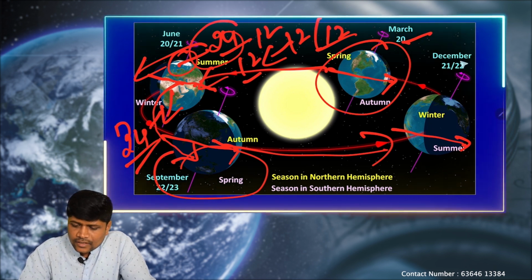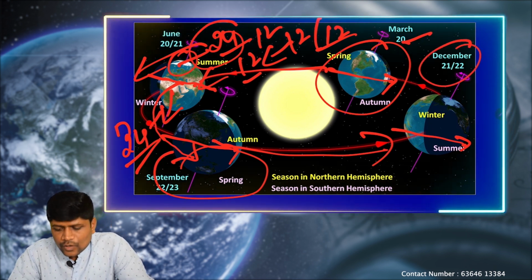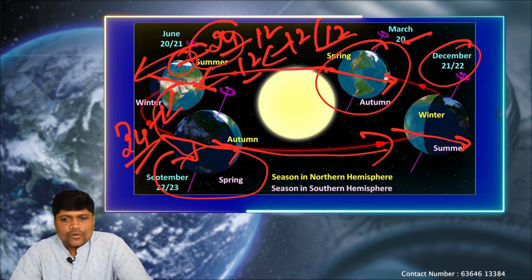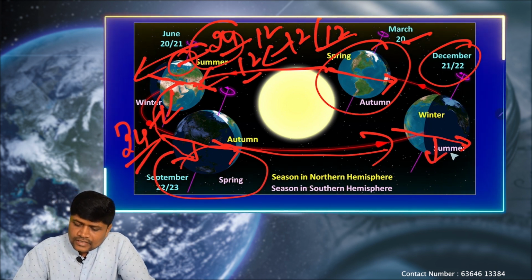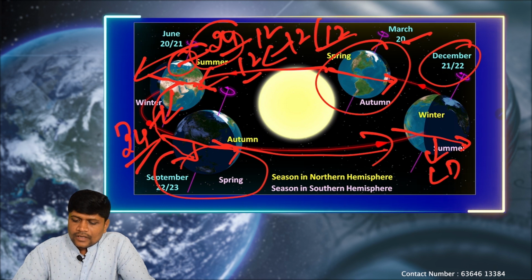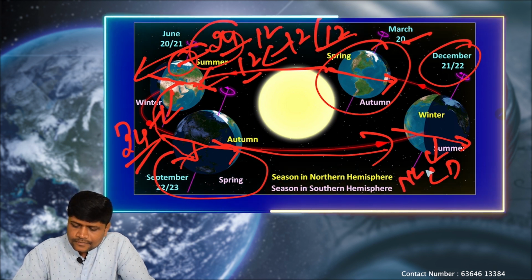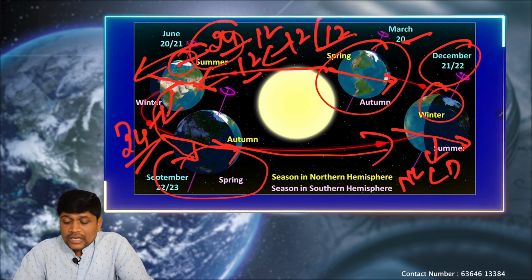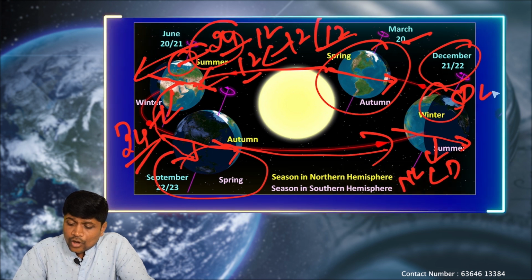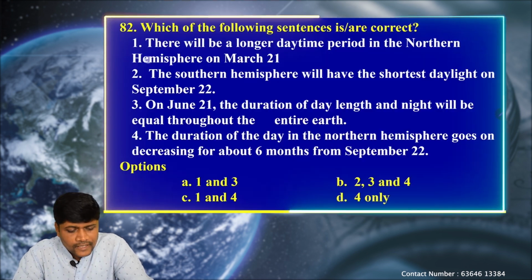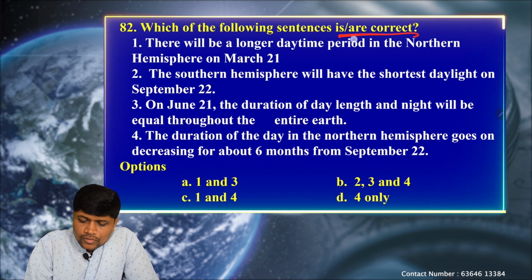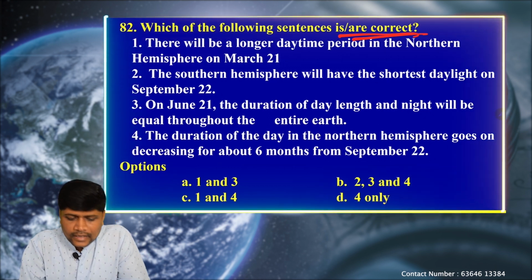So on December 22nd, they will fall vertically on the Tropic of Capricorn. So on this day, the southern hemisphere will have the longest day length and the shortest night length. Similarly, in the northern hemisphere, it will be the shortest day length and longest night length. Let's see the explanation. The question is asking which of the statements are correct.